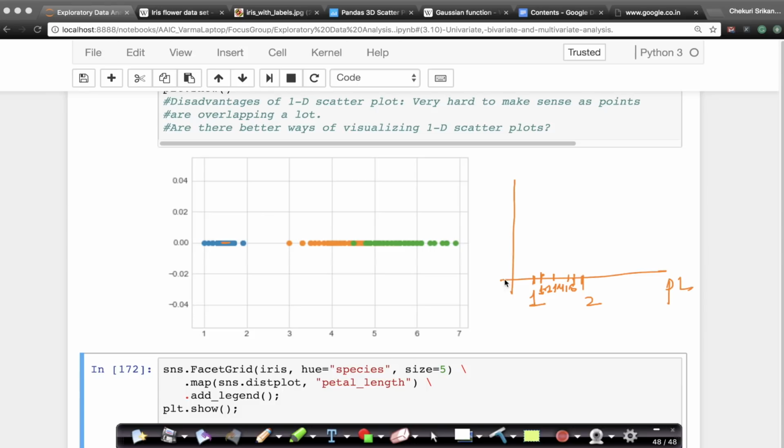And what I'm saying here is my x-axis remains the same. So I'll ask how many points exist between 1 and 1.2. Let's assume there are 2 points that exist between 1 and 1.2.